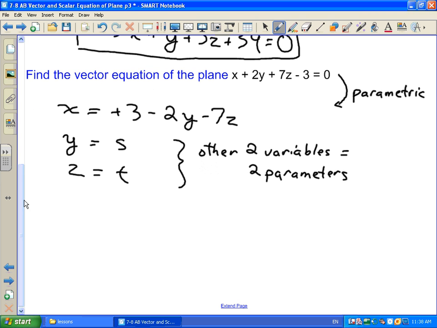How does this help me? Well, let's rewrite this now. x is going to be positive 3 minus 2y, but y is just s here. So we'll do minus 2s minus 7z, but z is just t. So I can now write x in terms of my two parameters s and t.